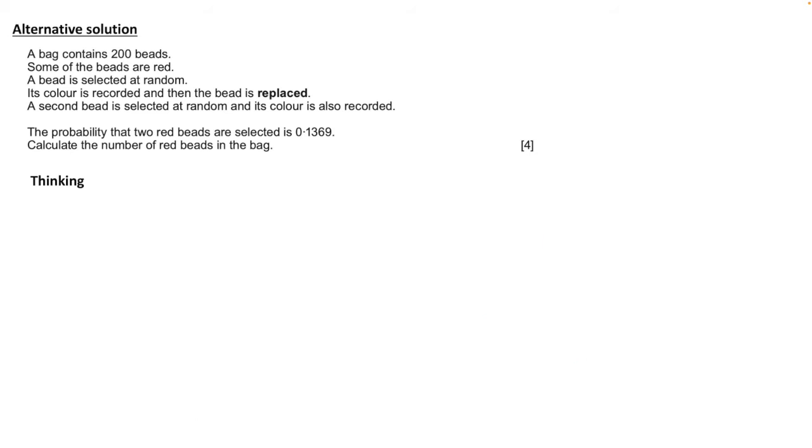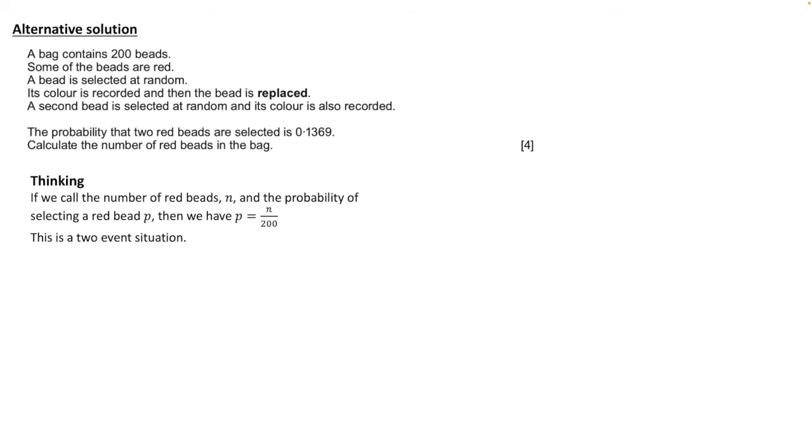Okay, there is an alternative way of looking at this, and this time the thinking goes like this. If we call the number of red beads n and the probability of selecting a red bead P, then that means that P will be n over 200. So n is the number of successes and 200 is the number of possibles.